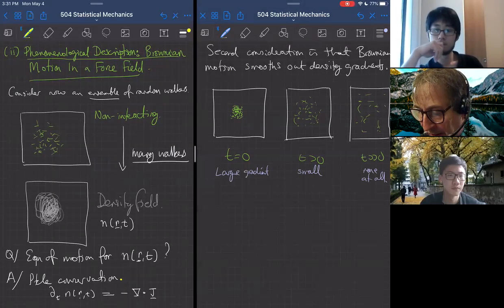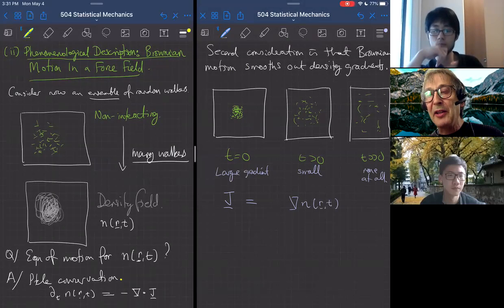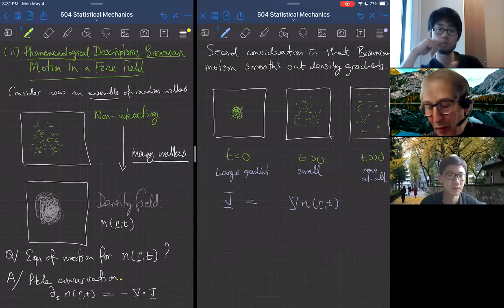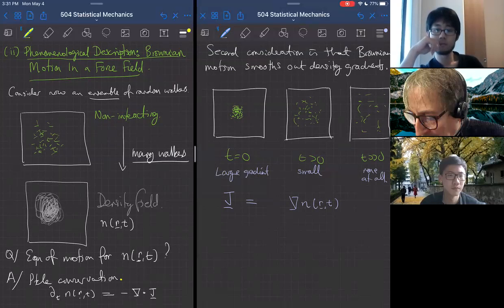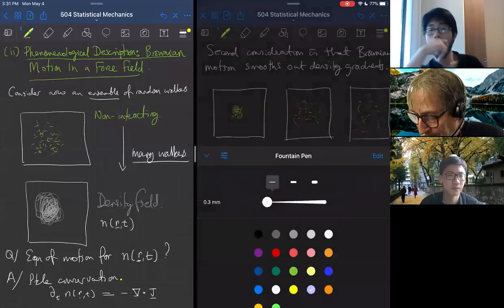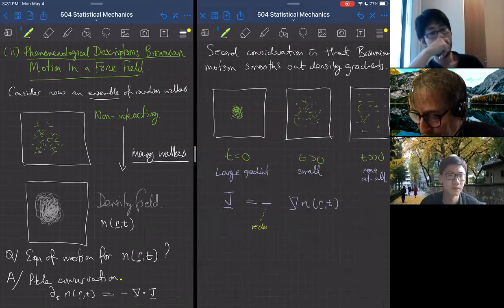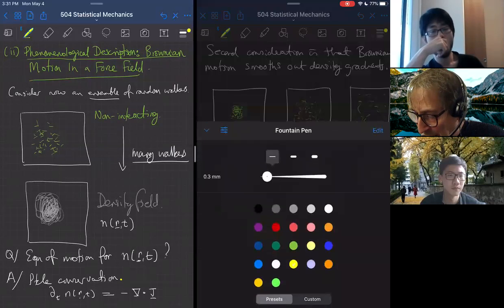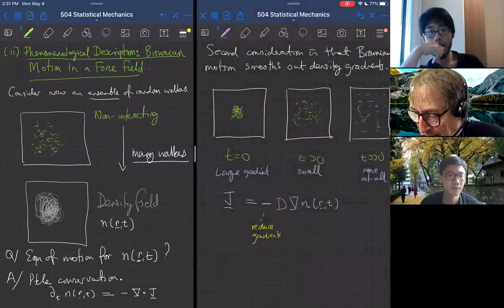So what we're going to say then is that J is equal to something that's proportional to the gradient of n. And what it says is that the flux of particles is going to be proportional to the gradient. So the steeper the density of particles, the more they will move. But of course, they move in the direction of smoothing out the gradient. So there has to be a minus sign in front here because they reduce the gradient. And then there'll be a constant of proportionality, and we'll call that constant of proportionality D.